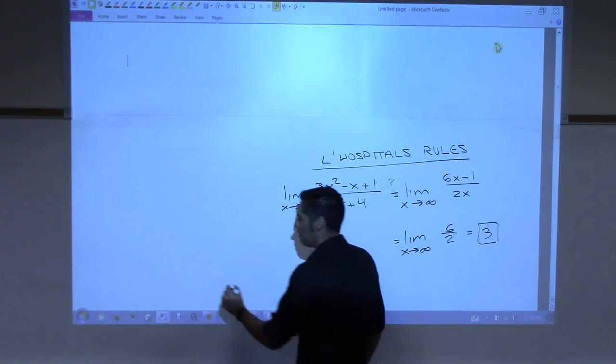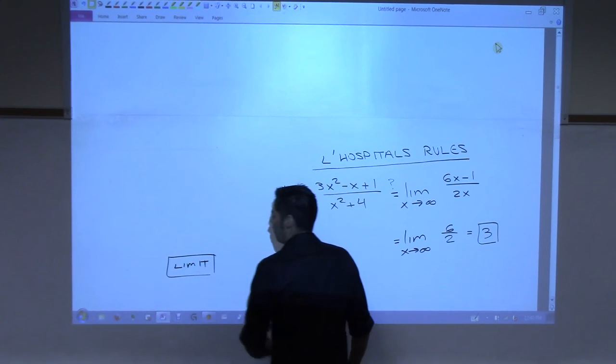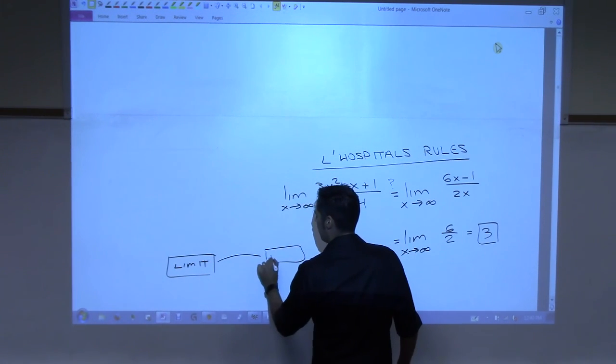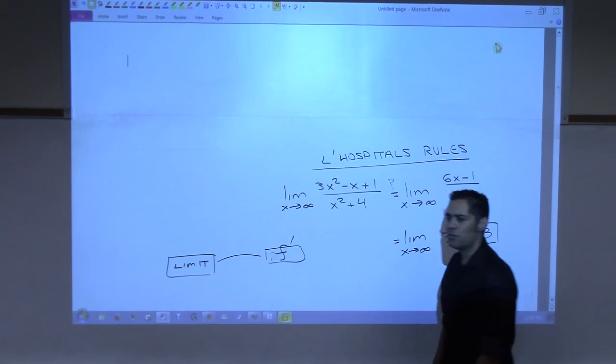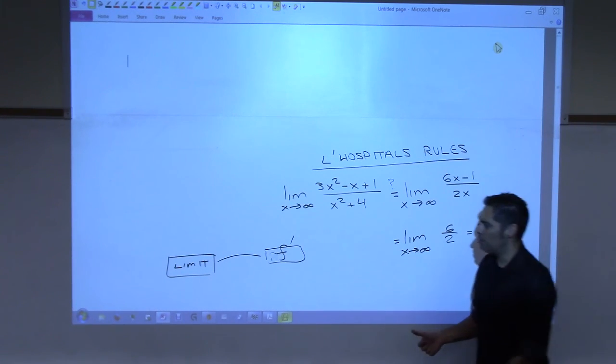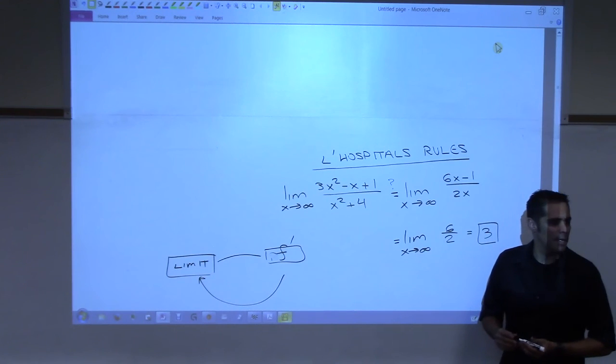We started this class with the limit, didn't we? And what did we do from that? We defined the derivative. The derivative was a limit, right? I'll just say f prime. We defined a derivative. And now what I'm doing is I'm going backwards and going back to limits. And I'm using the derivative to actually find a limit, right?